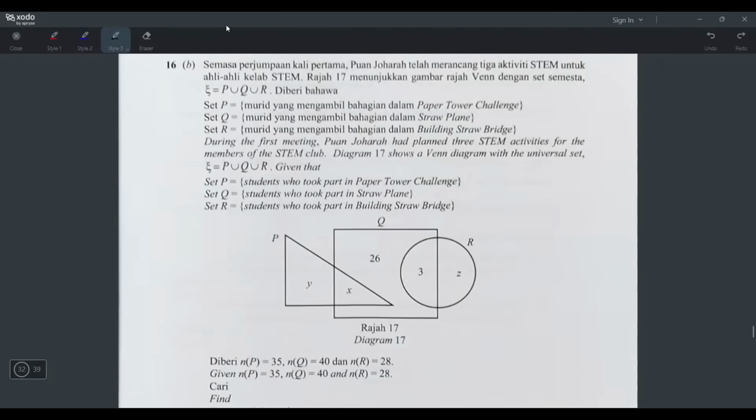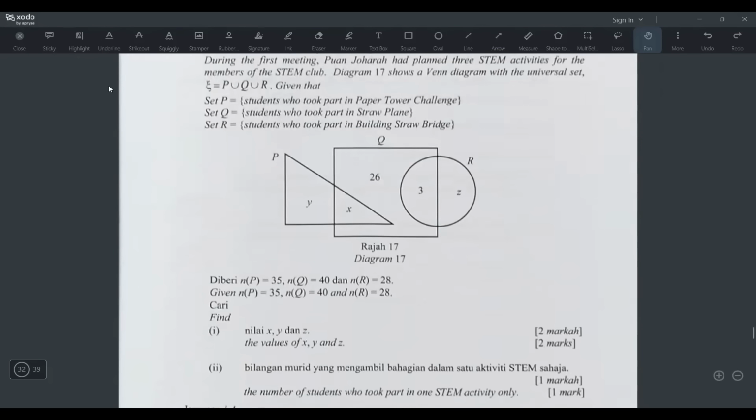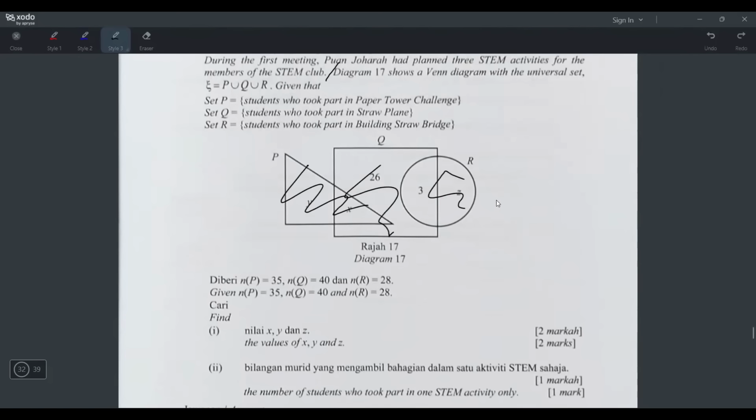Okay, B. Okay, this one I know which chapter. Form 4, chapter 4. The set punya chapter. Okay, I will skip the Malay one. I'll read the English one. During the first meeting, Puan Johara planned 3 STEM activities for the members of the STEM club. Diagram 17 shows a Venn diagram with the universal set, P union Q union R. Okay, it means P gabung dengan Q, gabung dengan R is the universal. Okay, and then given that set P is students who took part in the paper tower challenge.